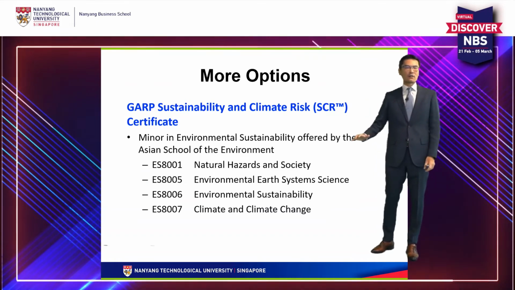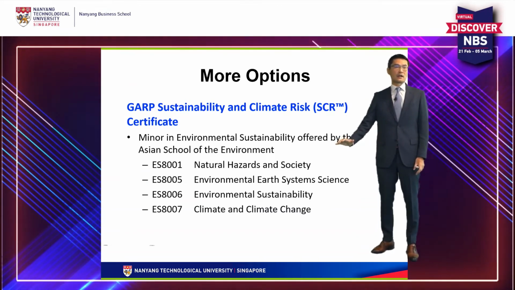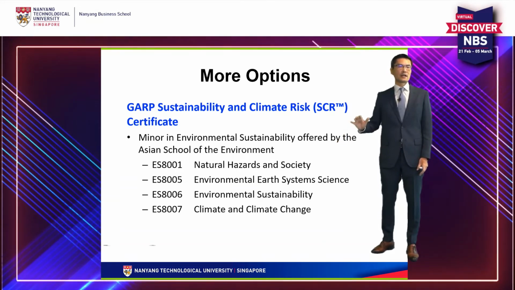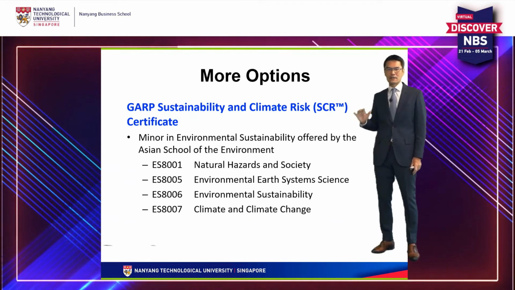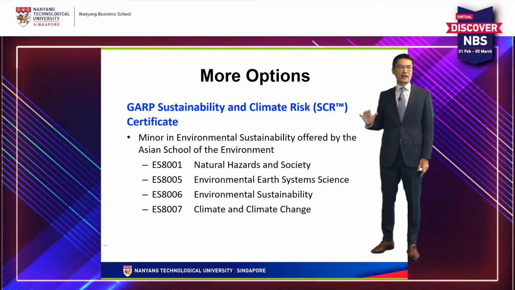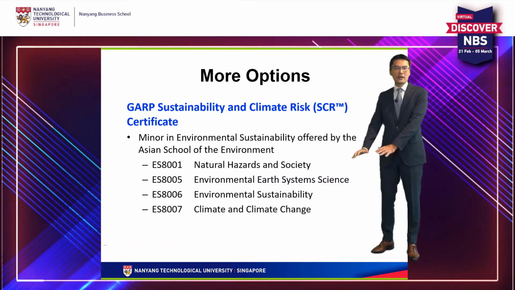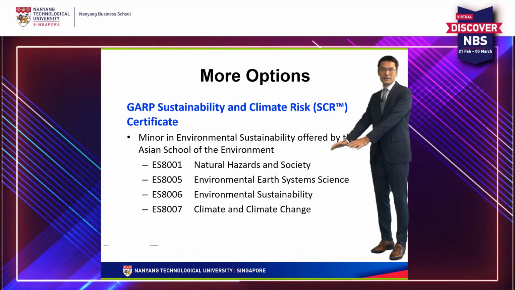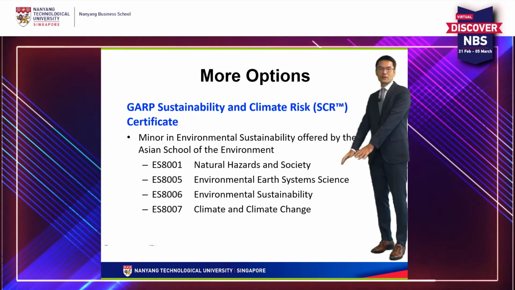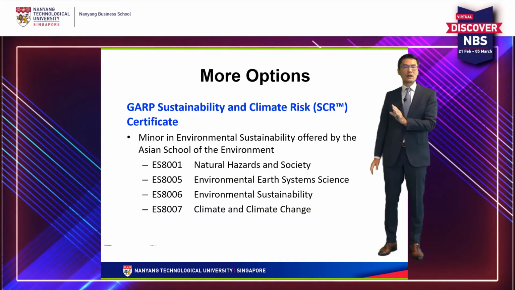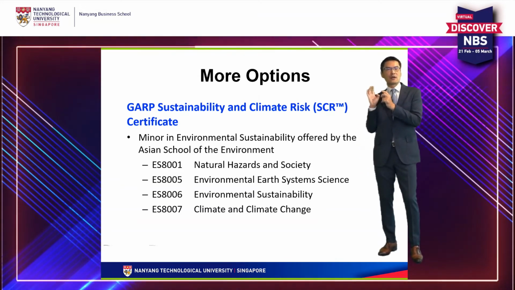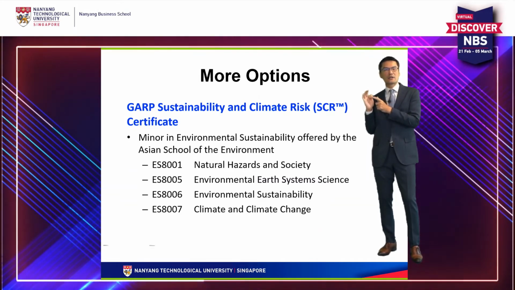And these are not courses offered by our NBS, but you may choose a minor in environmental sustainability, which is offered in the Asian School of the Environment. Completing the courses listed here, you have a better preparation for this certificate. That is one option you can think of, to seek both the Financial Risk Manager certificate and also the Sustainability and Climate Risk certificate, which is a very attractive option for your career.